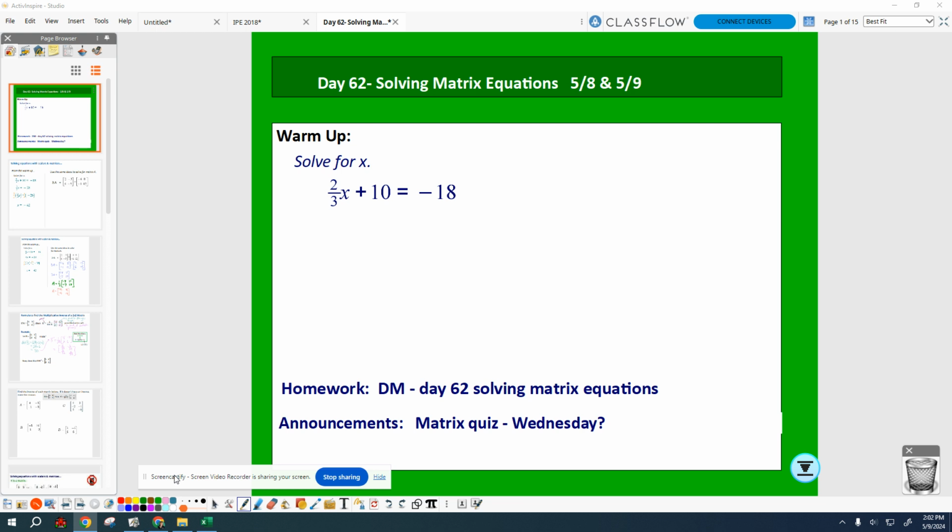So there's 3 days that say solving matrix equations as homework. Tonight's homework is on Delta Math. I will be checking it and putting it into the grade book tomorrow, all right?